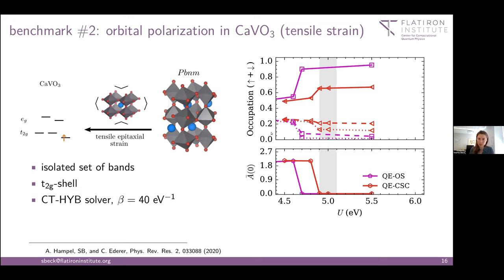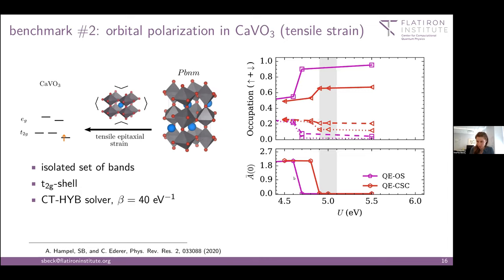So on the right-hand side is the occupation of the different orbitals and the spectral weight at the Fermi level as a function of on-site repulsion. And you see that for the one-shot case at around 4.7, the system becomes insulating. And this goes hand in hand with a very strong increase in the orbital polarization, meaning that one orbital is fully occupied and the rest are empty.